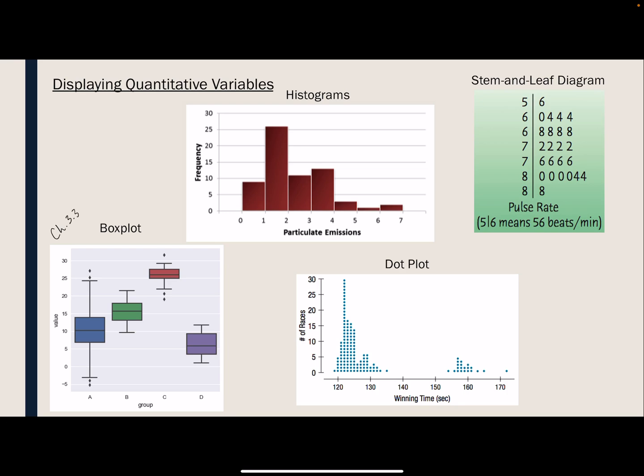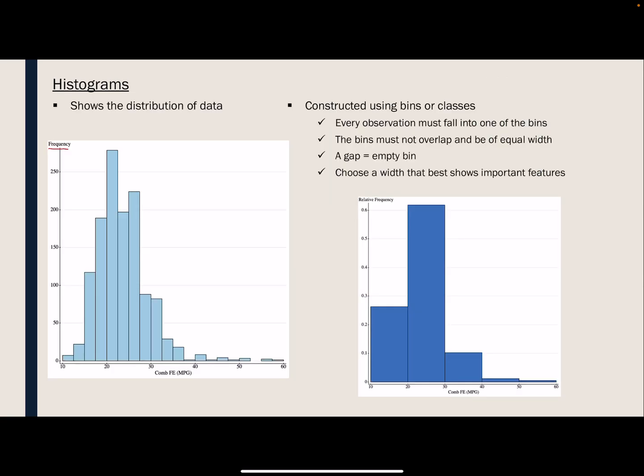In Chapter 2, we're going to look at histograms, stem and leaf diagrams, and dot plots. And of these three, histograms are by far the most important. So just like bar graphs, we can look at histograms in terms of their relative frequency or their frequency. Sorry, this is the frequency, this is the relative frequency. So remember that frequency means counts and relative frequency means percentages or proportions.